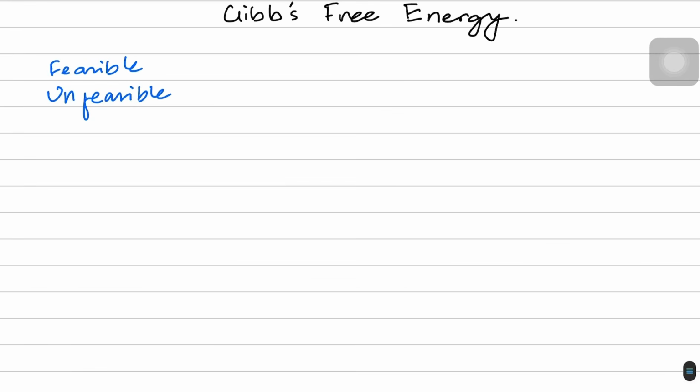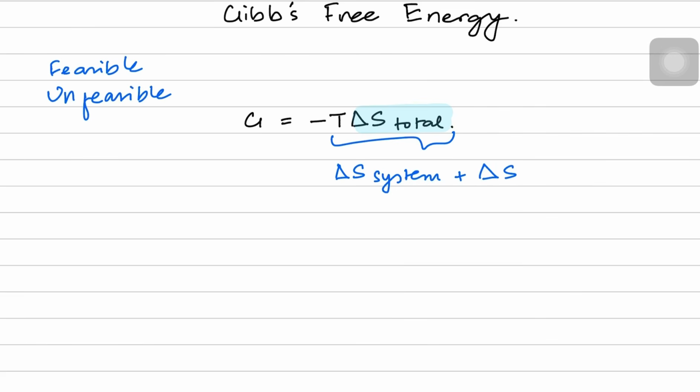So how do we calculate the Gibbs free energy? Because I don't want to go into the extra unnecessary details, Gibbs free energy, which is denoted by delta G, is calculated by the formula delta G = minus T change in entropy total. Now the question is, what is total entropy change? Total entropy change means the entropy change of the system plus the entropy change of the surroundings.